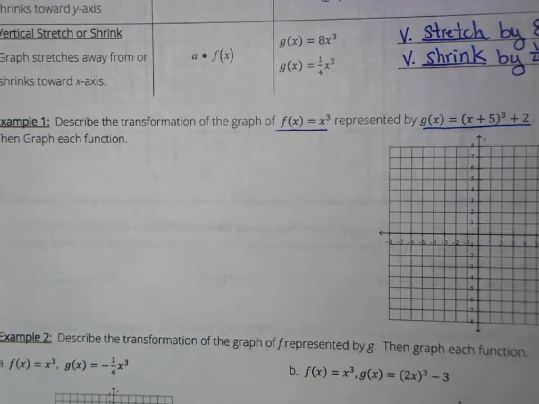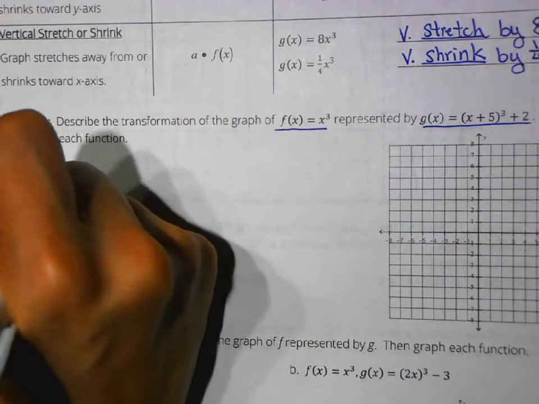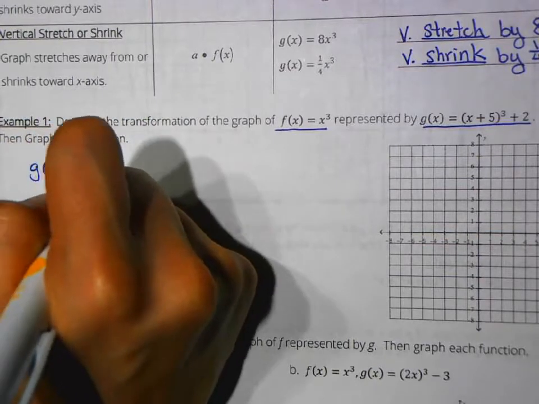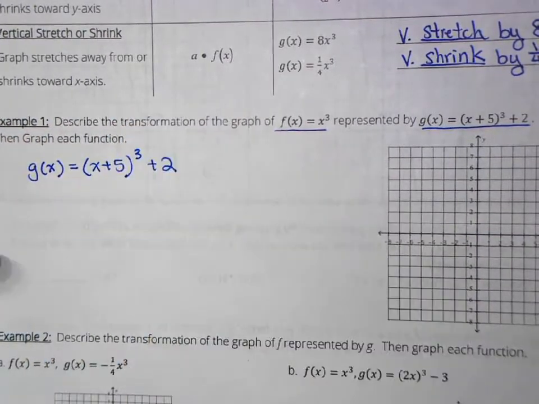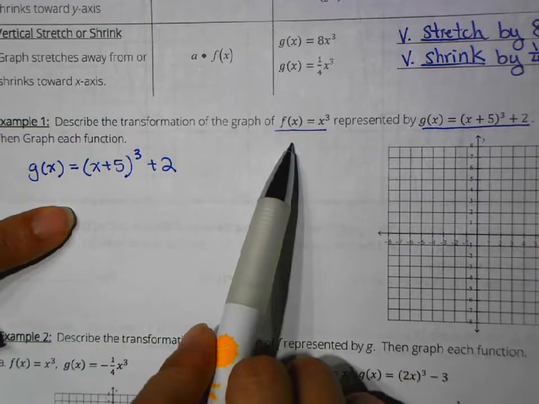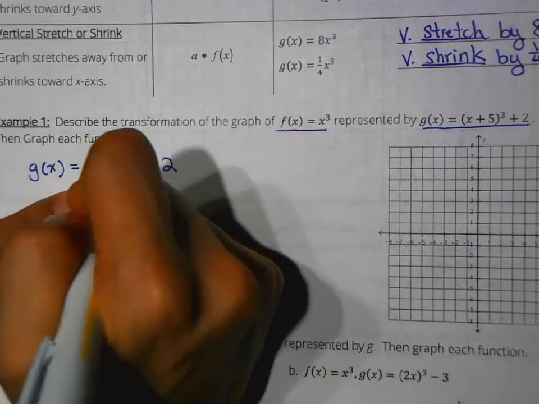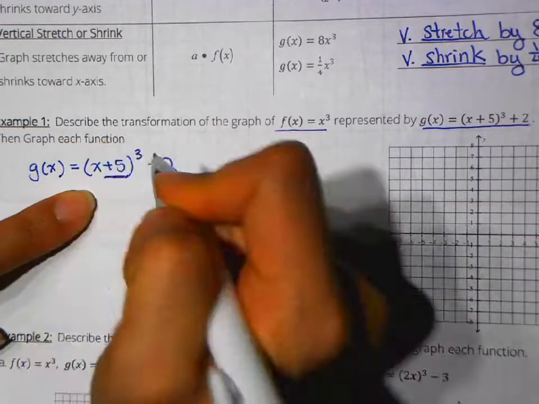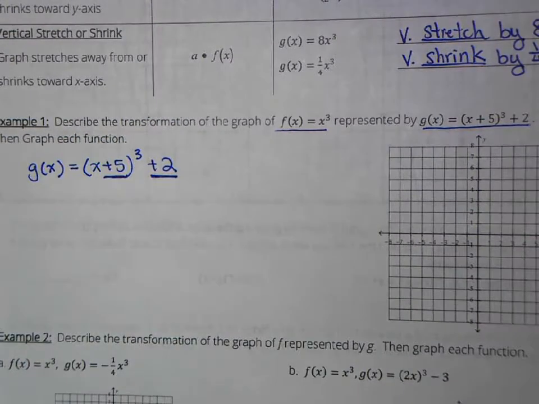If I'm describing the transformation, let me write down the graph that I'm actually using. g of x equals (x plus 5) to the third power plus 2. There are a couple of things that we need to know. To go from the parent function, which has just the x cubed, to my g of x, the numbers that were added to the equation were the plus 5 and plus 2. And those two are going to tell me what transformation they are.